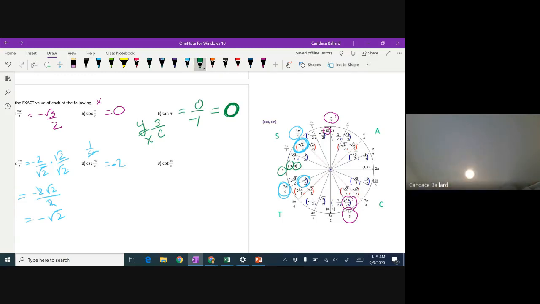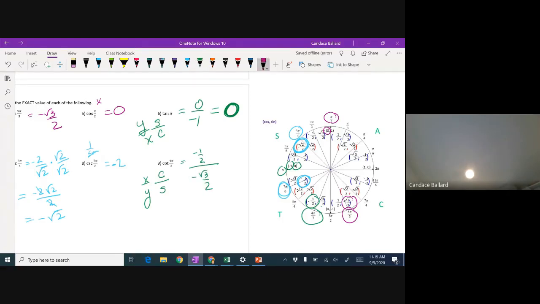All right. The cotangent of 4 pi over 3. So that's cosine divided by sine, or the x value divided by the y value. So 4 pi over 3 is here. My cosine is -1/2. My sine is negative square root of 3 over 2.